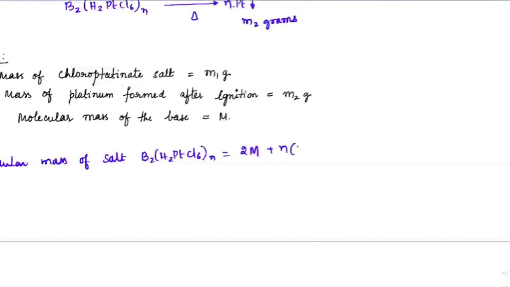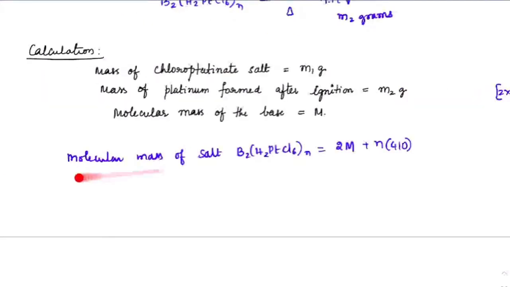H2PtCl6, the molar mass comes out to be 410. Okay, so you can think this way: 2 into 1 is the hydrogen, plus atomic mass of platinum is 195. There are 6 chlorines into 35.5, so that total will come out around 410. So molar mass of salt, correct, the entire salt will be 2 times of molar mass of the base plus n times 410.